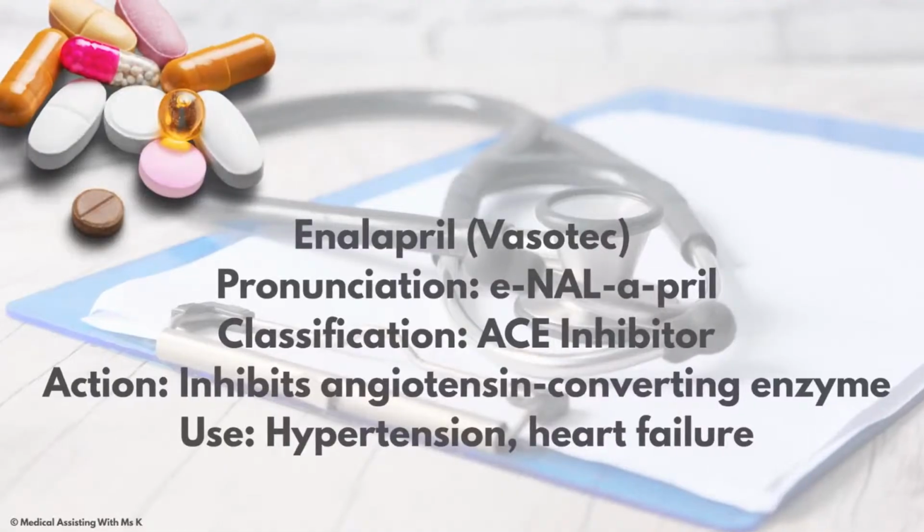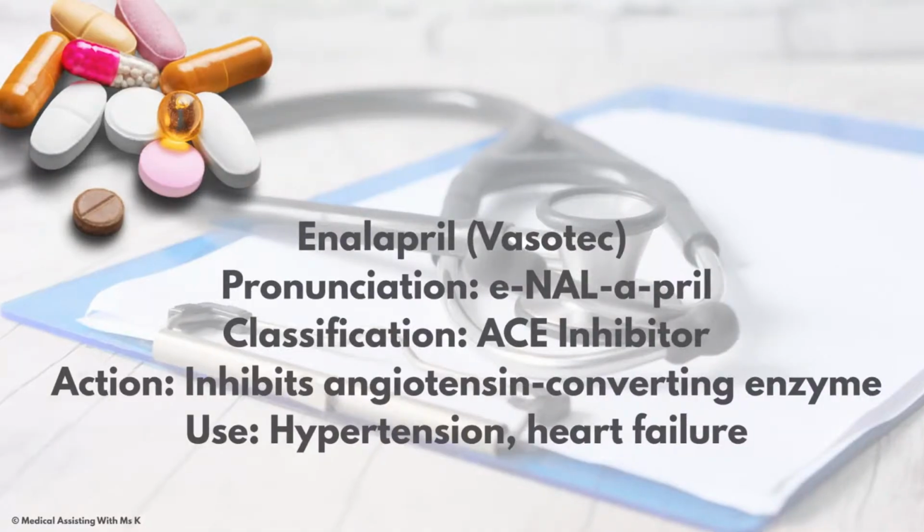Next medication, Vasotec. The generic is enalapril. Classification is an ACE inhibitor. It inhibits angiotensin converting enzyme, which produces a hormone that tends to constrict blood vessels. One thing I want to mention too: when you see inhibitor in a classification, this means that it is restricting or preventing something. In this case, it is preventing the angiotensin converting enzyme from constricting the blood vessels. It actually relaxes the blood vessels and is used for hypertension and heart failure.